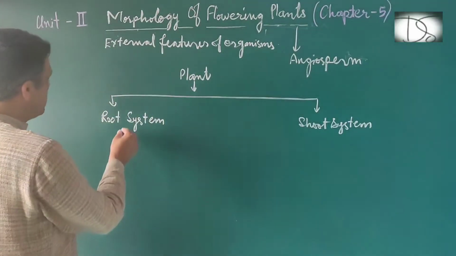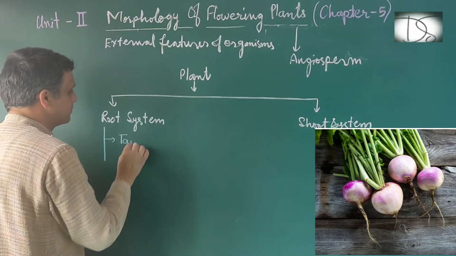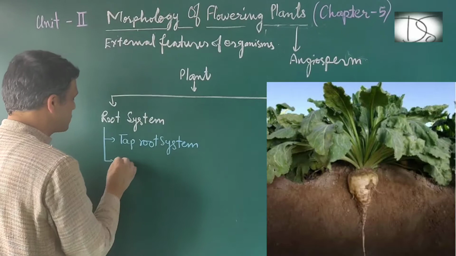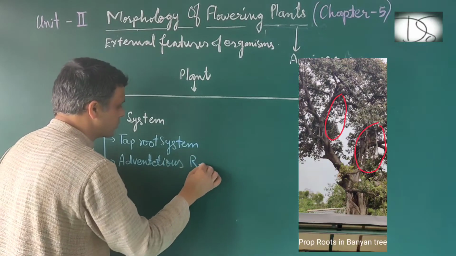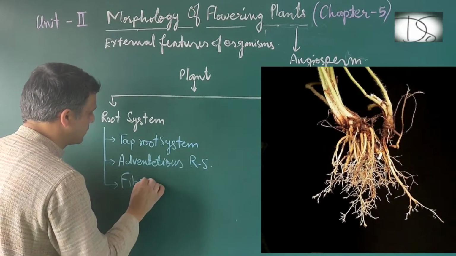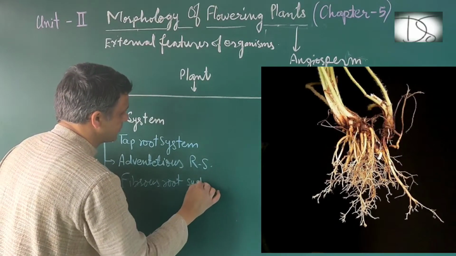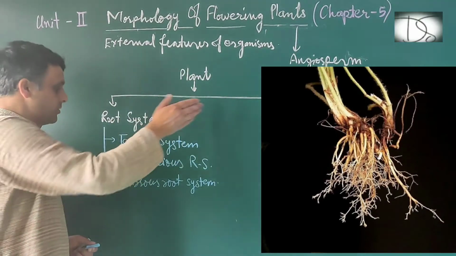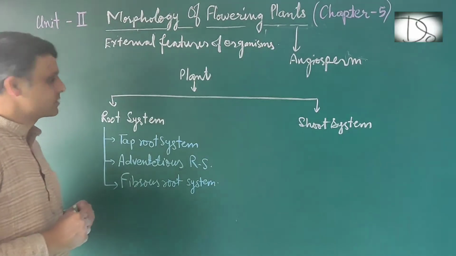So there are various types of roots or root system, which we call taproot system, adventitious root system, (to root system I am simply writing RS), and another one is fibrous root system or fibrous roots, as the different types of roots you can see here in these pictures, such as taproot, adventitious roots and fibrous roots.